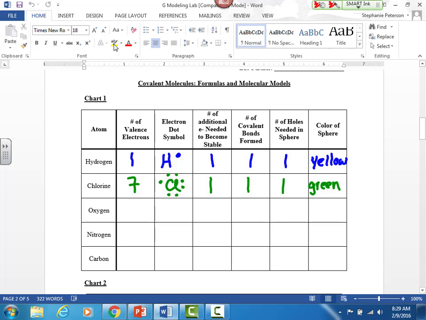Oxygen has how many valence electrons? 6. You need 6 dots for your dot structure, 2 pairs and 2 singles. They can go on whatever sides you need them to. How many more electrons does it need? 2. Which means it forms 2 bonds, which means it needs 2 holes, and these are red.